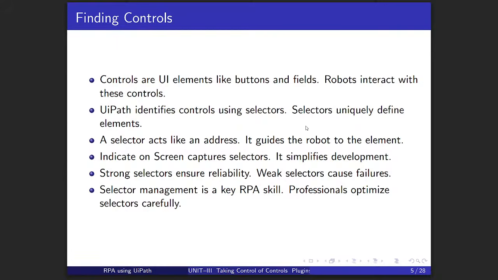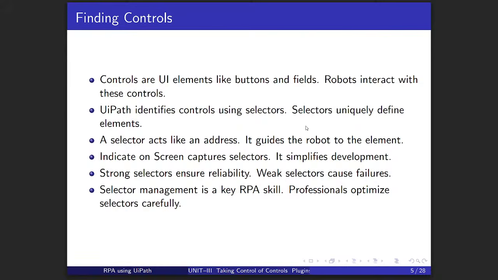Now the next step is finding the exact controls on the screen. Type message: where can I type that message? How do I access the gallery, which is the control to access the gallery? How do I open settings in WhatsApp? All these we need to teach the robot.